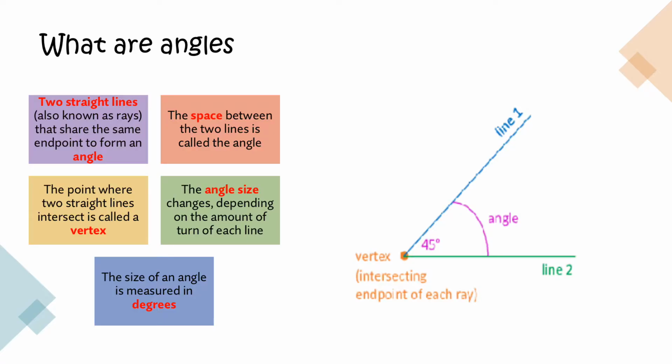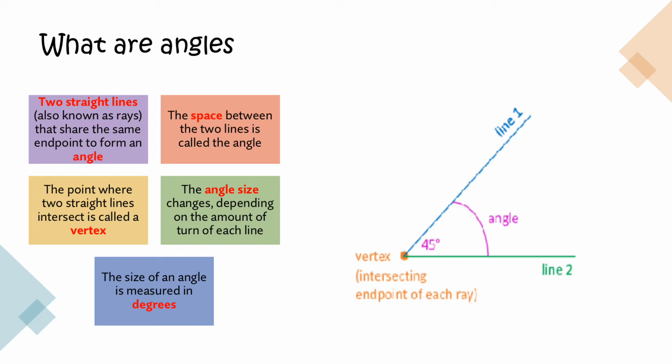But first of all, we need to understand what an angle is. An angle is made up of two straight lines, also known as rays, that share the same endpoint to form an angle. As you can see in my diagram, I have highlighted one straight line in blue and the other straight line in green. The point where these two lines intersect is called a vertex, as I have indicated in orange, with an orange circle where the two lines meet together.